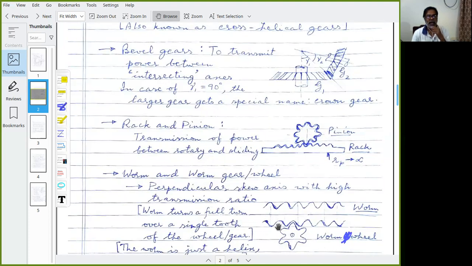In that, what happens is that you get a very high transmission ratio, because one full turn of the worm results in an advance of the worm wheel by just one tooth. With a single-start worm and a six-tooth wheel, it will be only a gear reduction of 1 by 6. But it could have had 30 teeth. In that case, it would be 1 by 30 gear reduction. So high transmission ratios you get with worm and worm wheel.